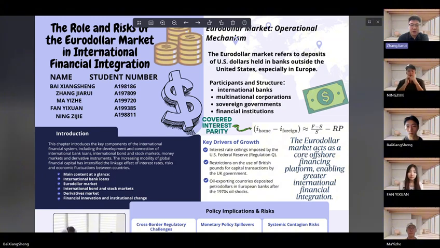Now, big loans are often shared by many banks. They are called syndicated loans, which reduce risks and increase lending. In short, financial markets are global and deeply connected.